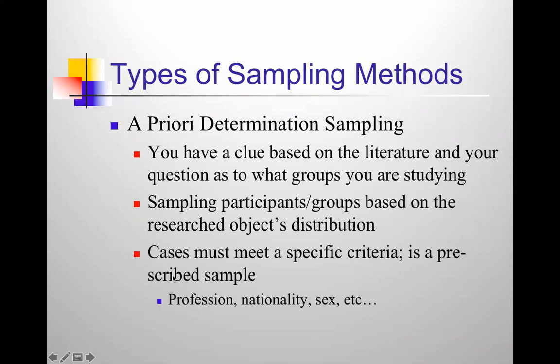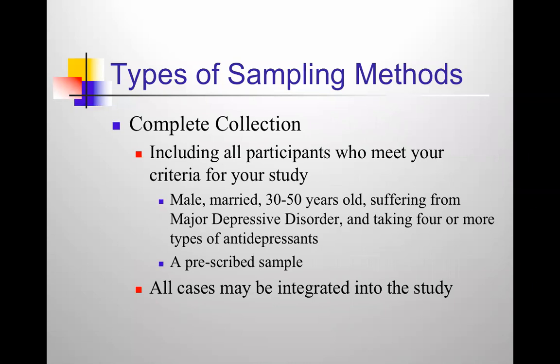Usually cases or individuals have to meet a specific criteria, and that's the prescribed sample. You're going to be looking for somebody very specific in terms of maybe their experience or their demographic, or something else. A complete collection is one specific type of sampling method, and this might be including all participants who meet the criteria for your study within a field.